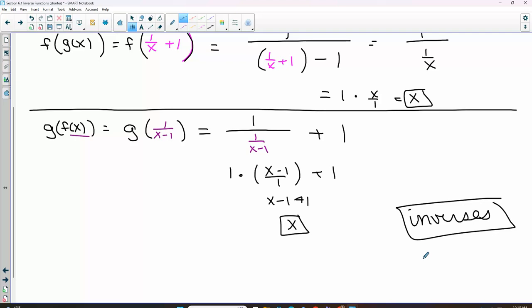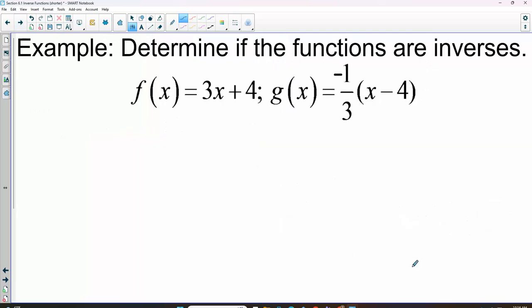Any questions there? Do you guys understand what we're doing with these compositions? Okay, if they're inverses, you have to work both of them, and what should you get for your answer both times? X. If one of them turns out to not be x, what does that mean? Not inverses. Okay, you guys try the next one.